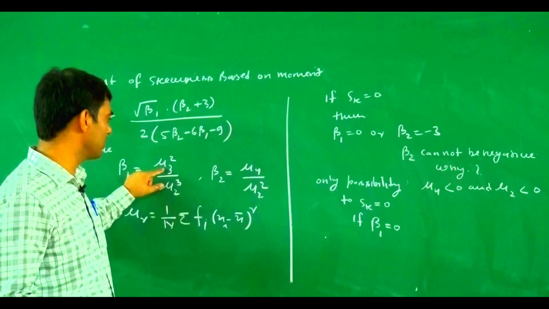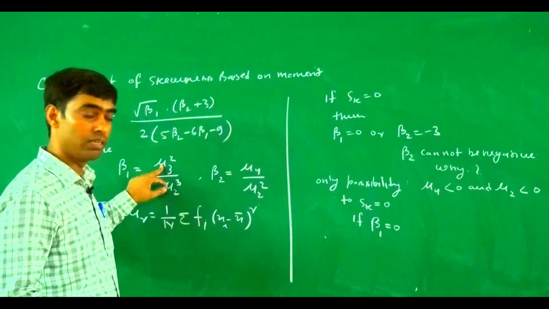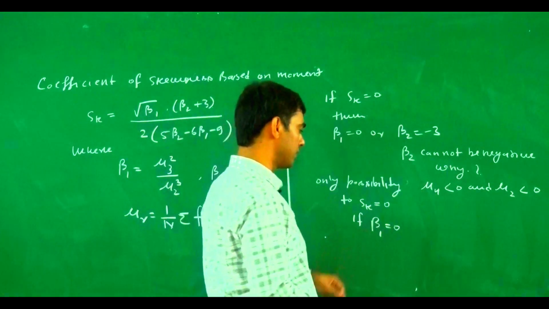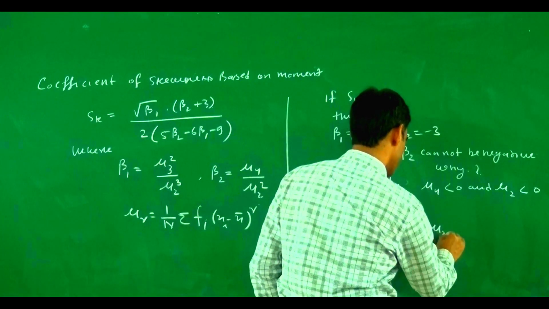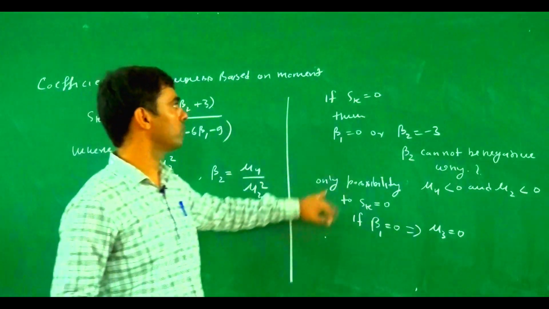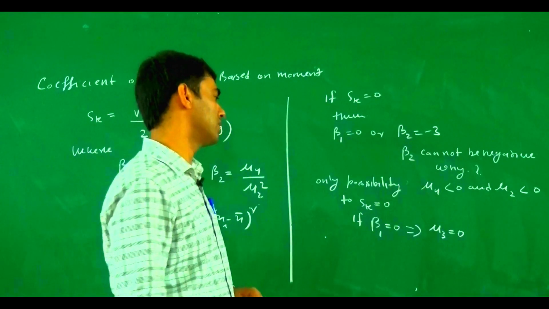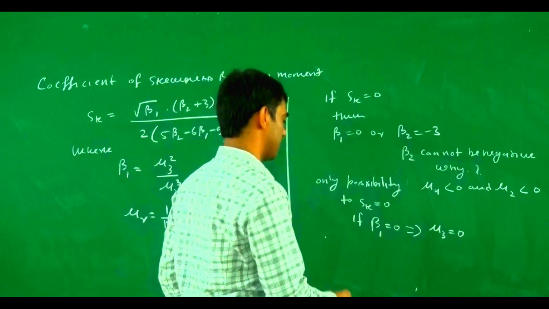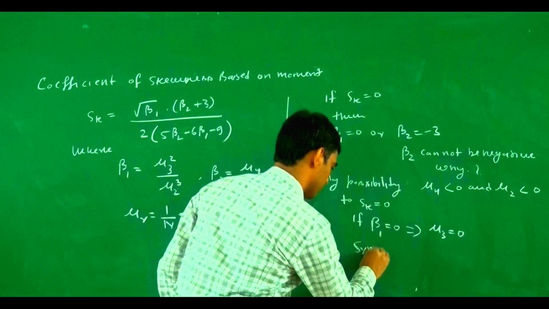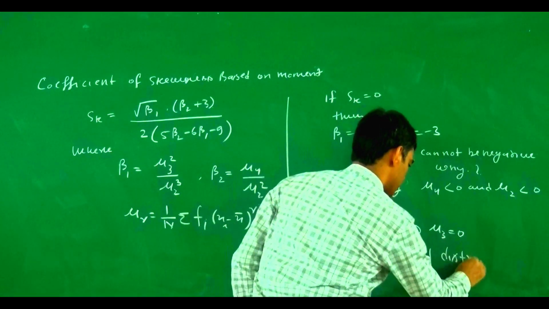So here, if we closely observe, beta 1 equals 0 only if mu 3 equals 0, because this one is mu 3 square upon mu 2 cube. So beta 1 equals 0 implies that mu 3 equals 0. So we conclude that if mu 3 equals 0, then the coefficient of skewness is 0, and the curve is a symmetric curve, and data is symmetrically distributed. Symmetrical distribution.